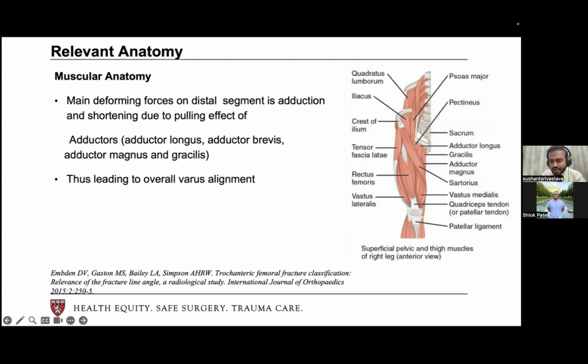So we need to understand that the medial compartment, that is the adductor compartment, consisting of the adductor longus, brevis, and magnus, along with the gracilis, which traverses from the hip joint right to your knee joint, is important to give this pulling effect to the distal segment, which is then in an adduction and shortening form.